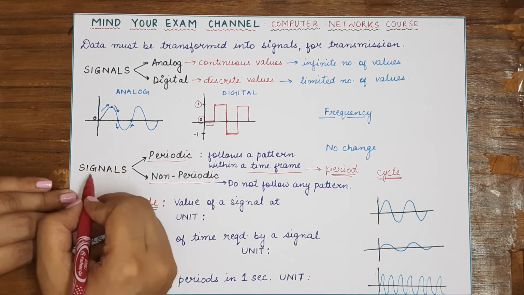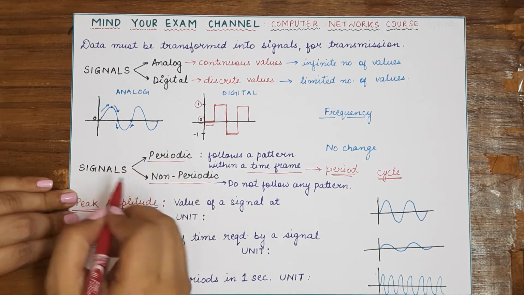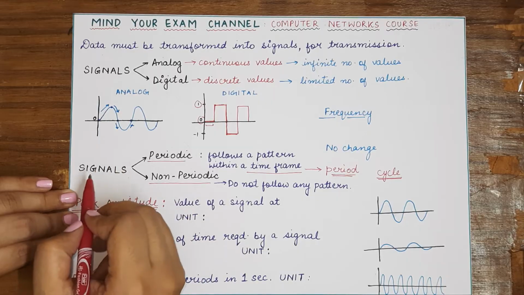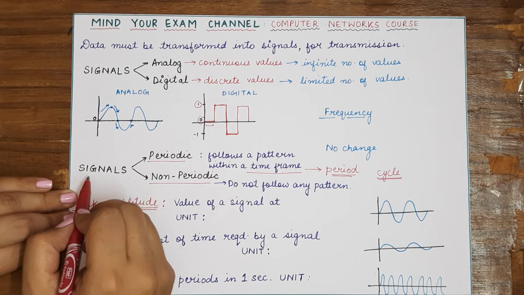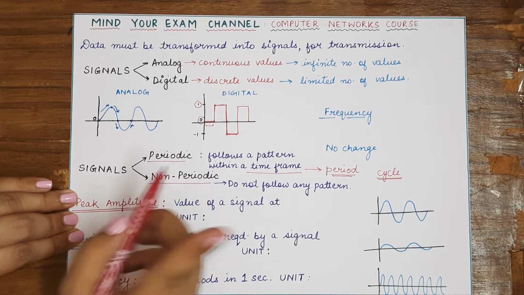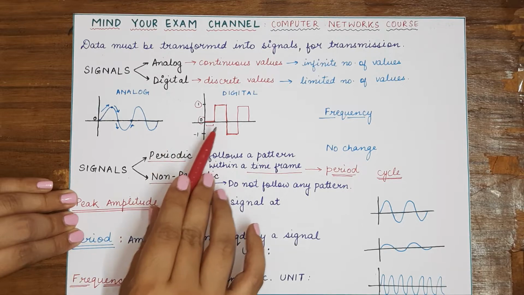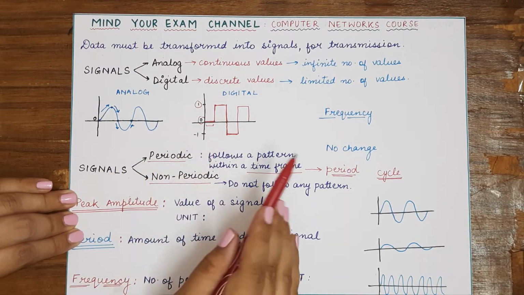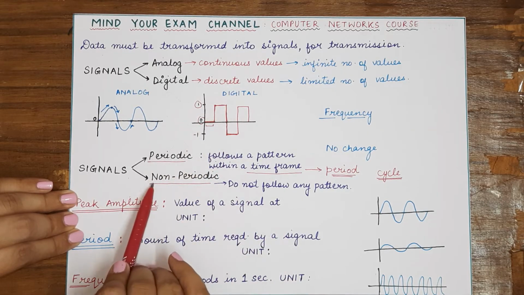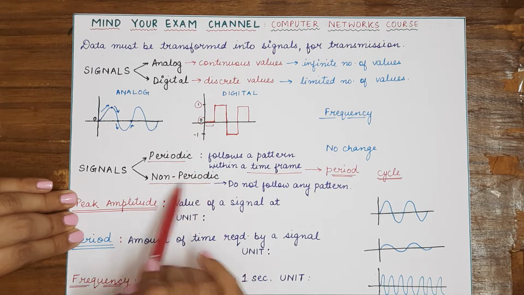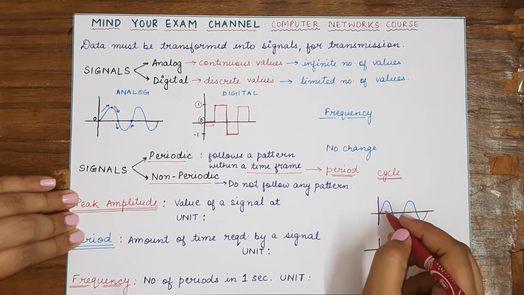Both analog and digital signals can either be periodic or non-periodic. That means there are analog signals which are periodic, as well as analog signals which are non-periodic. Similarly, there are digital signals which follow a pattern that is repeated over time, and there are digital signals which do not follow any pattern, and those we know as non-periodic. Let's take an example of a periodic analog signal.